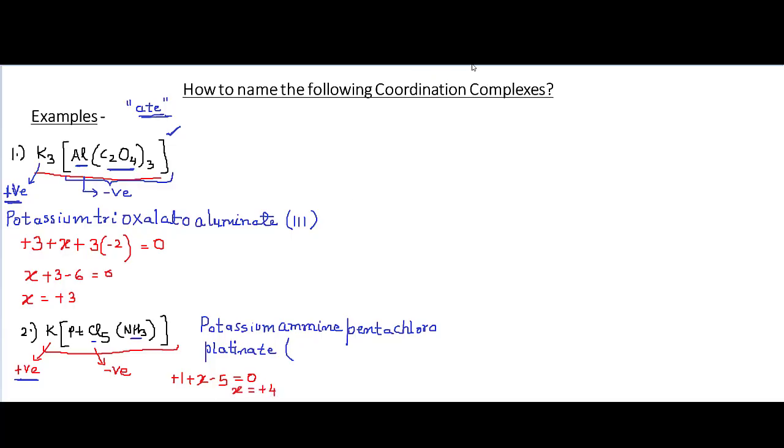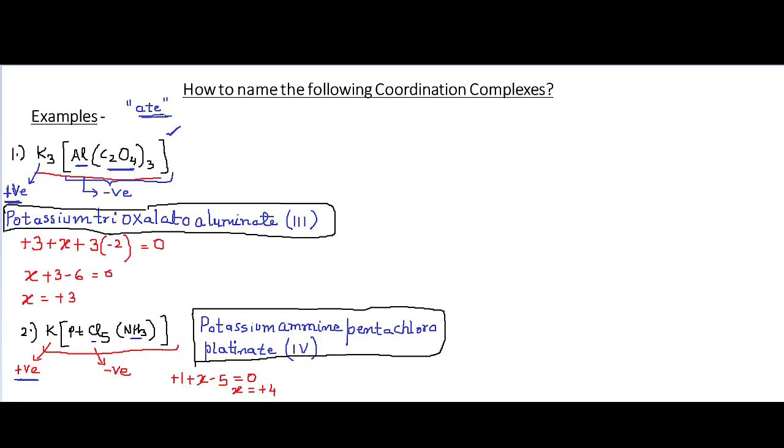So what is the oxidation state of platinum? That is 4. In Roman numerals we will write like this. So it becomes potassium amine pentachloroplatinate. Okay, now let's move on to the third example.